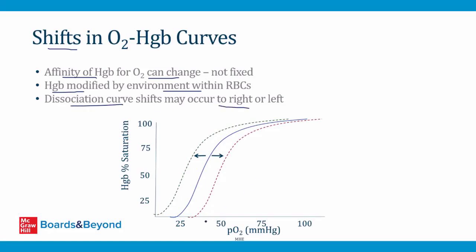So if you look at this graph on the slide here, if we call the blue curve the baseline curve, certain elements inside the red cells can shift that curve either to the right, where this red dashed line is, or to the left, where this green dashed line is. And those shifts are going to have implications for how easy or hard it is to take up oxygen and offload oxygen in the tissues.